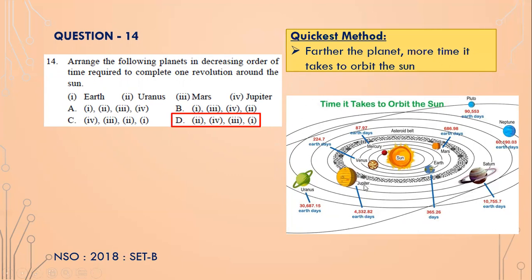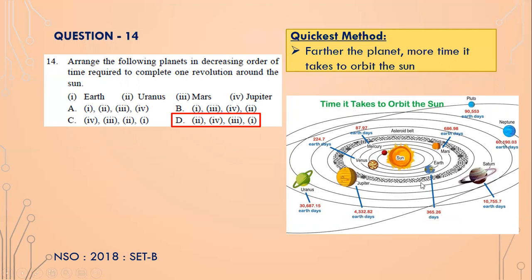Say Jupiter, it takes 4,332 Earth days to revolve around the sun. But Uranus, it takes 30,687.15 days to revolve around the sun. So the first, which takes the largest amount of days, is Uranus. Uranus takes the largest amount of days, 30,687.15 Earth days to revolve. Then comes 4, Jupiter, which is 4,332.82 days to revolve around the sun.